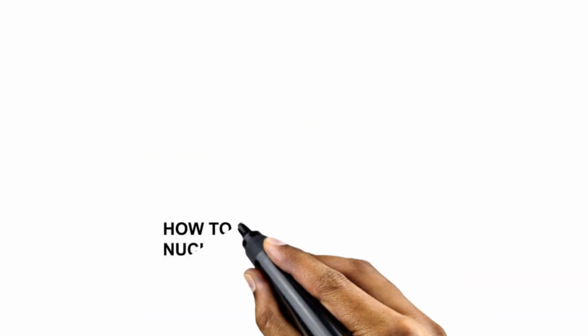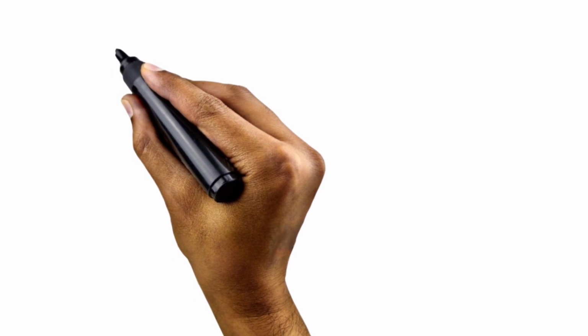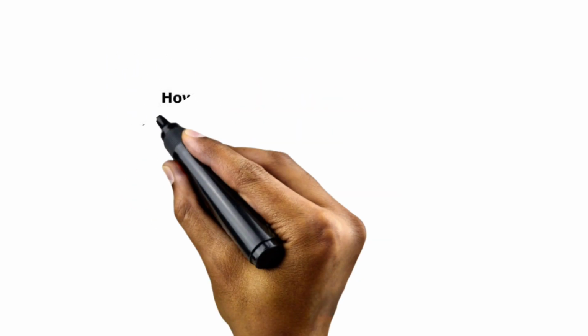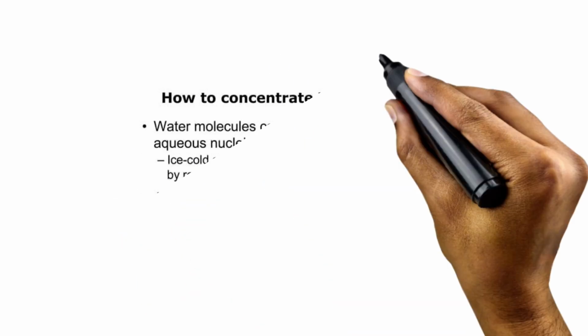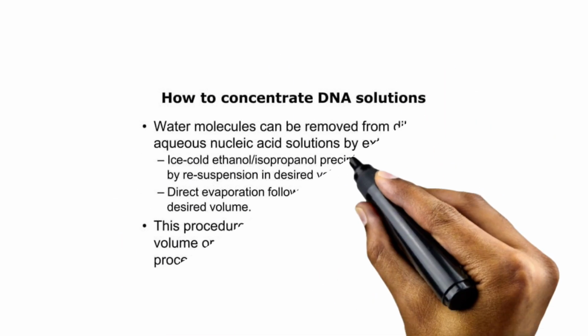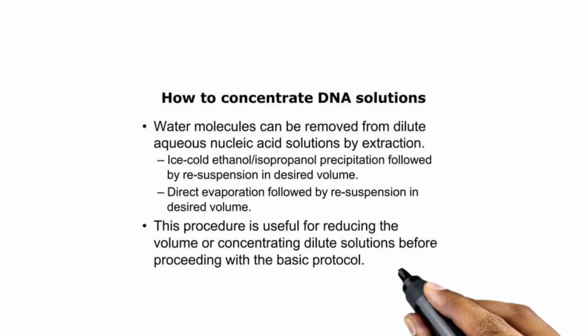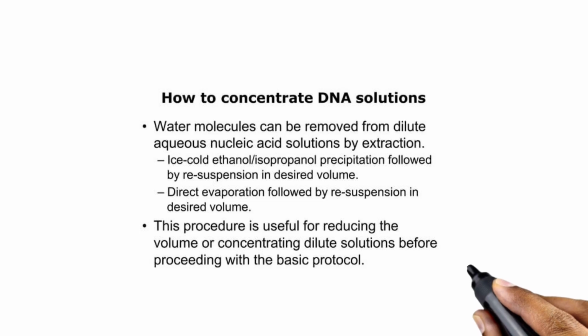How to concentrate dilute nucleic acids. Basically, dilute nucleic acids can be concentrated. Water molecules can be removed from dilute aqueous nucleic acid solution by extraction, ice cold ethanol precipitation, or direct evaporation followed by resuspension. The procedure is useful for reducing impurities.